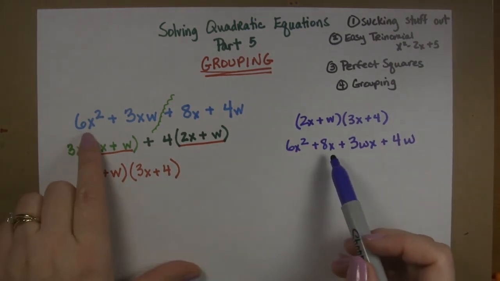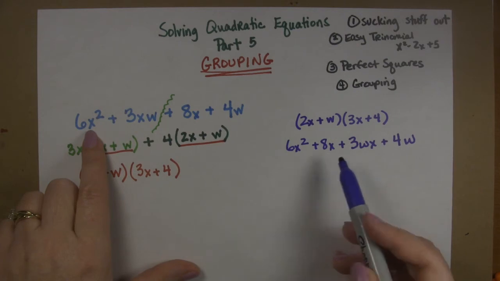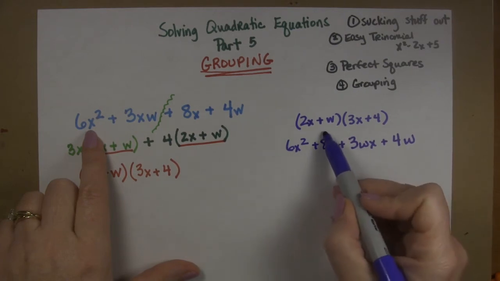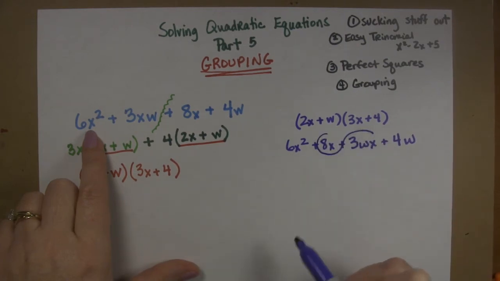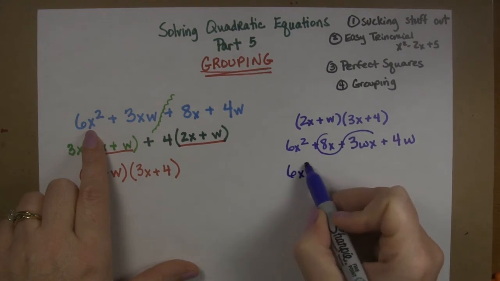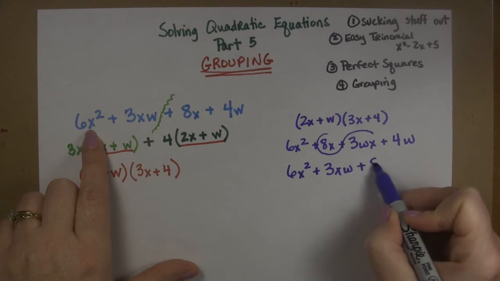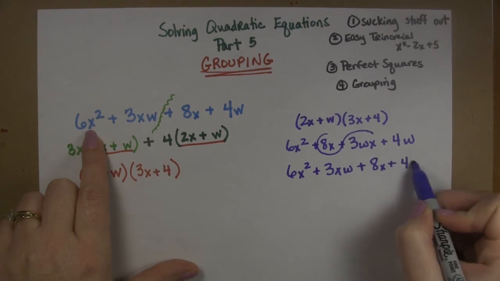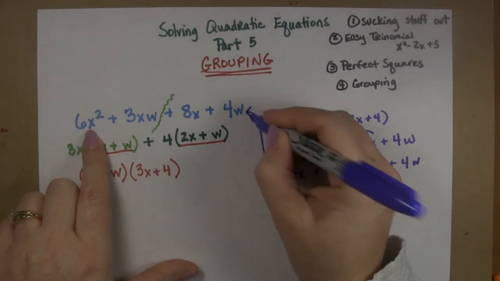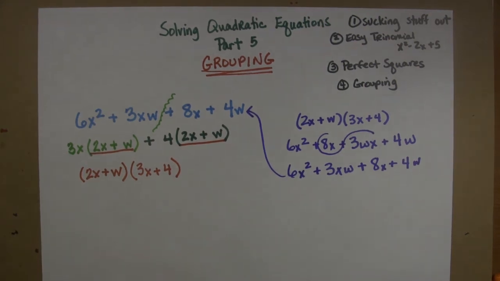I now have accomplished my goal. It's in a slightly different order. These two need to be switched to be 6x squared plus 3xw plus 8x plus 4w. But you can see I'm right back where I started.